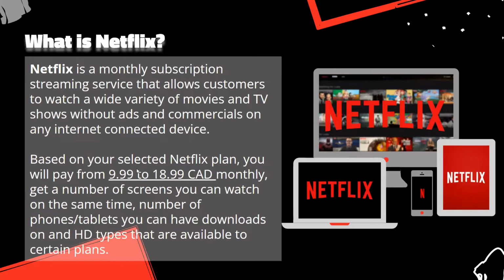Based on your selected Netflix plan, you'll have to pay between $9.99 and $18.99 in Canadian dollars. You'll pay that monthly. And you'll get a number of screens you can watch on at the same time. So you could watch on your phone at one time, your TV at another, or your laptop at another. But you're going to have a max amount you can watch at each time. You'll have a number of phones or tablets you can have downloads on. And we'll get into that a bit later. And then you'll have the different HD types that are available to certain plans.